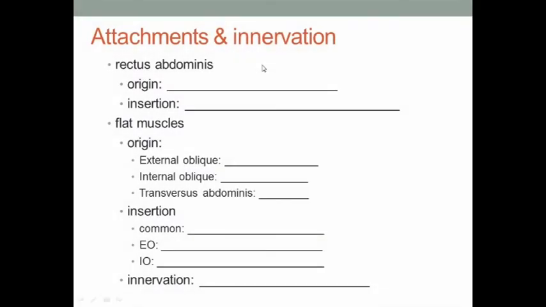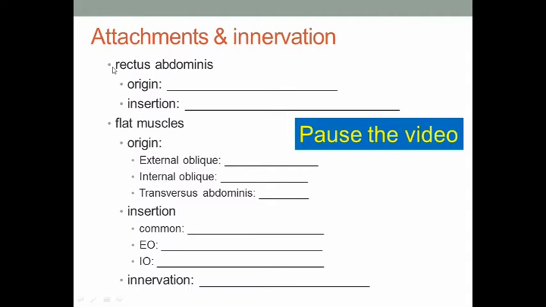You've now seen these muscles on the video, and what we'd like you to do is to list the attachments and the innervation of those muscles. So we've split that up to rectus abdominis on its own up here, and the flat muscles being external and internal oblique, and the transversus abdominis. So if you can attempt all of those questions and complete the blanks, we'll ask you to pause the video while you complete that task.